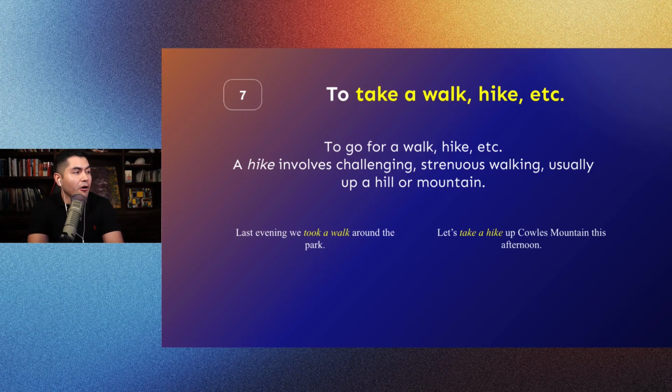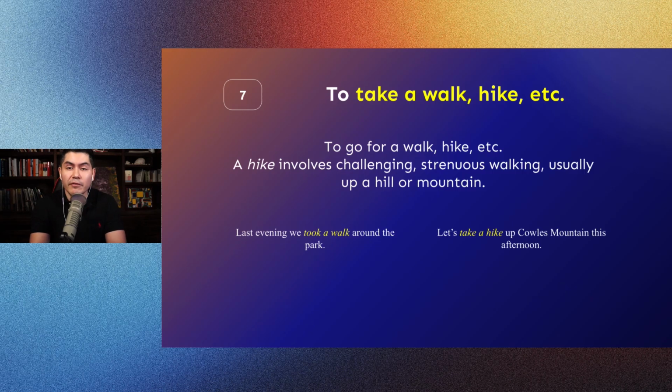A hike involves challenging, strenuous walking, usually up a hill or mountain, okay? So we know that one. We know take a walk, but take a hike, in case you don't know what a hike is, when you're climbing up the mountain. Very popular hobby. It's always been popular, I think, but especially in the last like 10 years or since COVID. It's definitely, hiking is very good.